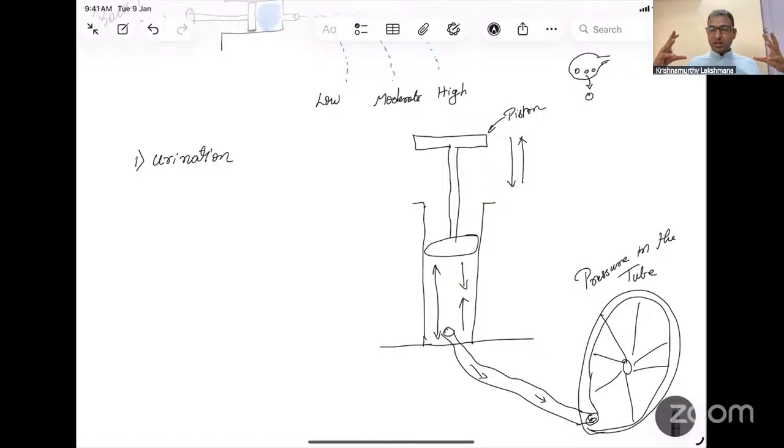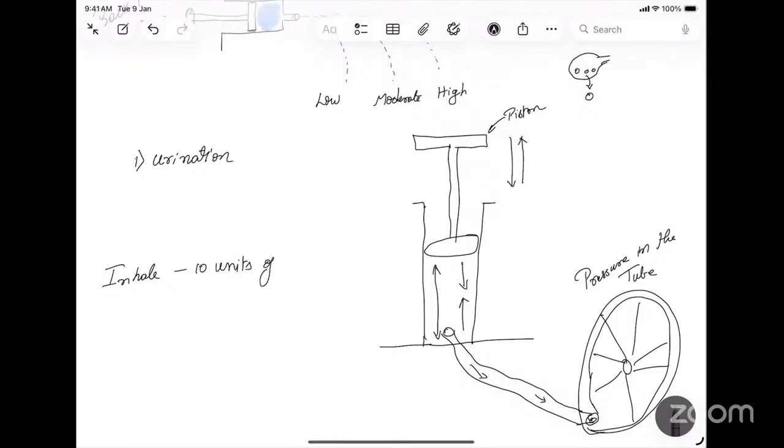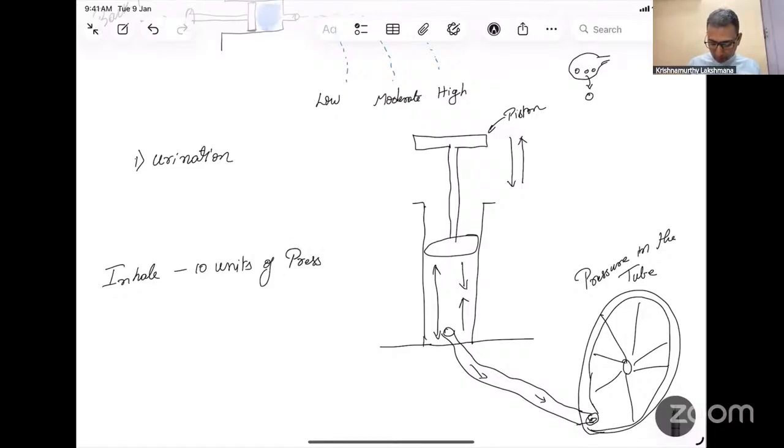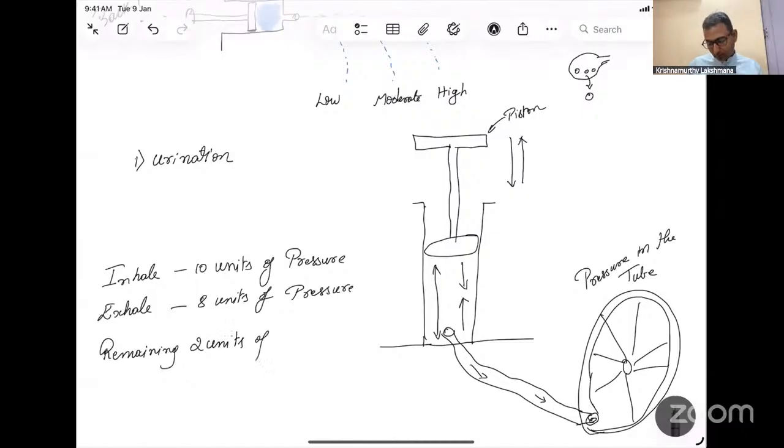Say I inhale with 10 units of pressure, and exhale with, let's say, 8 units of pressure. The remaining 2 units, where did they go? To different organs. It went inside the body. The remaining 2 units of pressure go inside the body.